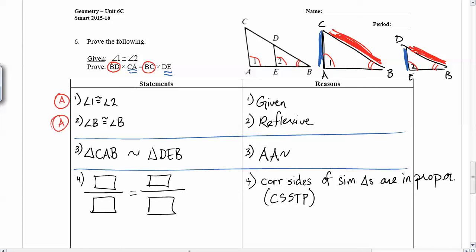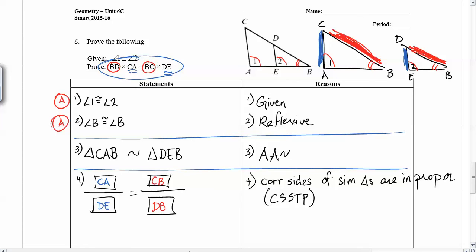So I'm going to set up a proportion using the red sides and the blue sides because that's what is going to come in handy for the final step here. So let's set up our proportion. I'll go blue over blue. So CA over DE. So the big blue over the little blue equals the big red CB over the little red DB.